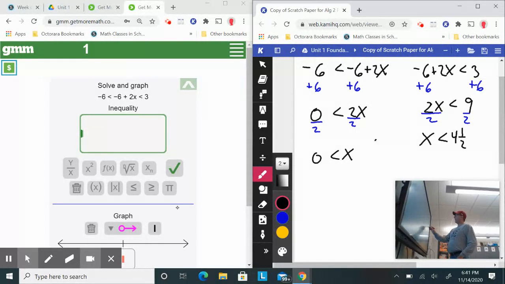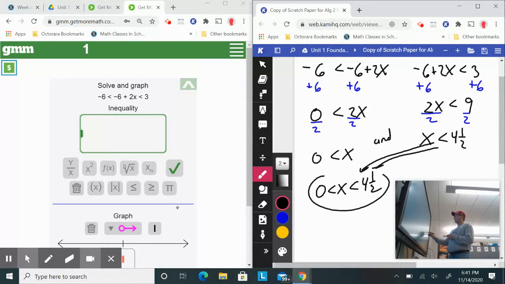Now this is and. These have to work together. So I have a 0 and 4 1/2. 0 is the least of the two numbers. Actually 0 is less than x, but then x has to be less than 4 1/2. Notice where I got that from over here. So I brought that over. And this is how you want to type it into the GMM problem, because it's an and statement. Both parts. The x has to work for both.